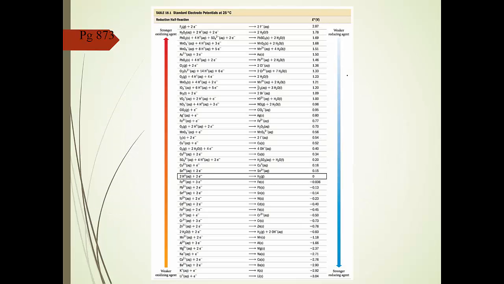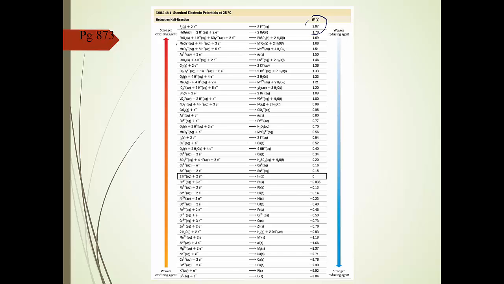This is what it looks like. It's on page 873. This is where it's actually kind of annoying, and it's gotten better on the test. They used to give you this entire thing, but now they only give you a much smaller portion of what is relative to the question. So look at this. The higher the cell voltage up here, the more it wants to be reduced.